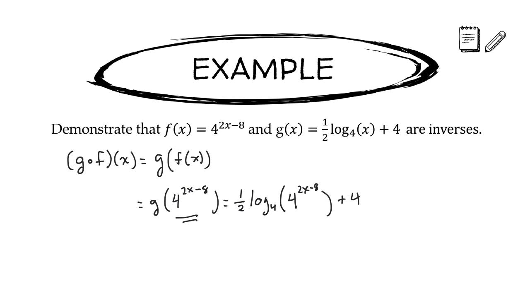This isn't nearly as much trouble as it looks, because I'll notice that I have log base 4 of 4 to a power. And since logs and exponentials are inverses of each other, those cancel out. And I'm left with 1/2 of that exponent, 2x minus 8, plus 4. And half of 2x minus 8 is x minus 4, and x minus 4 plus 4 is just x.